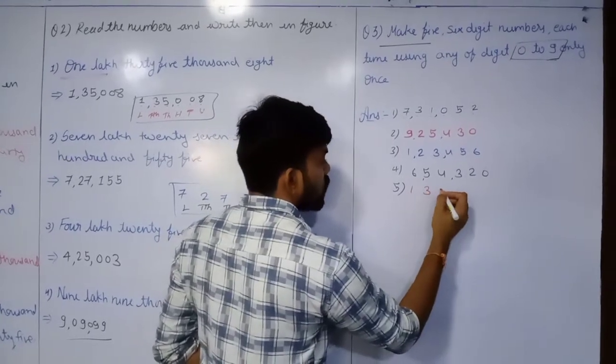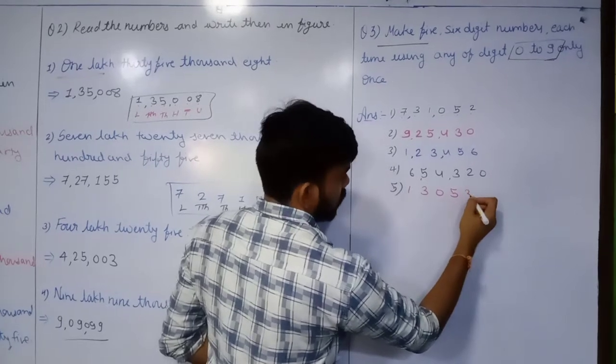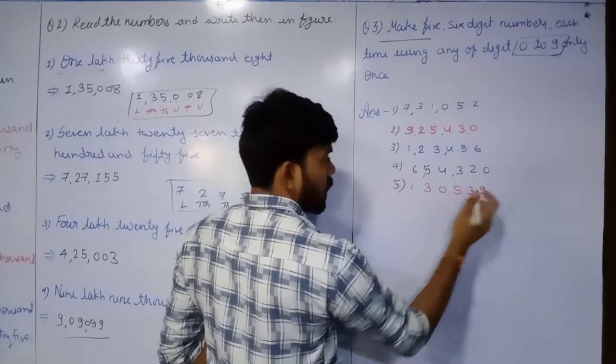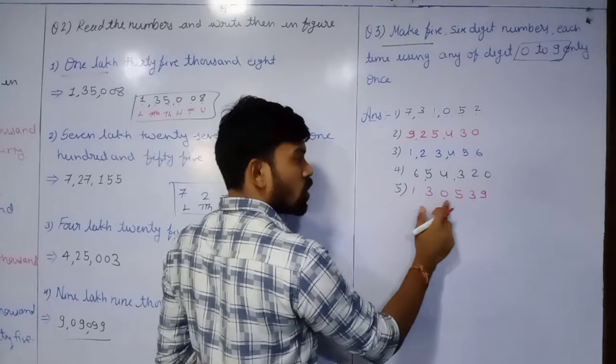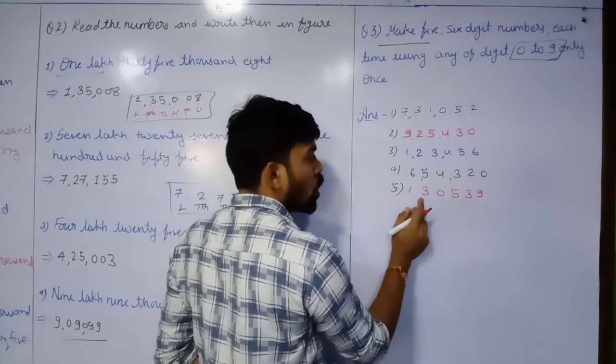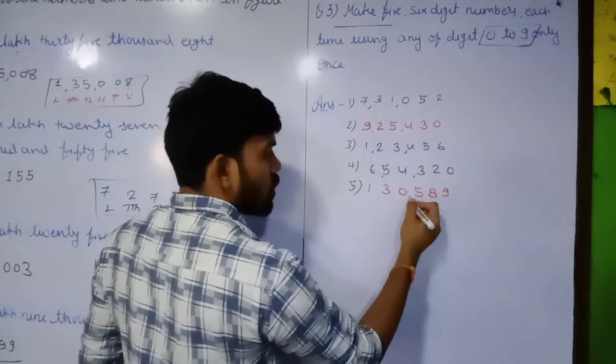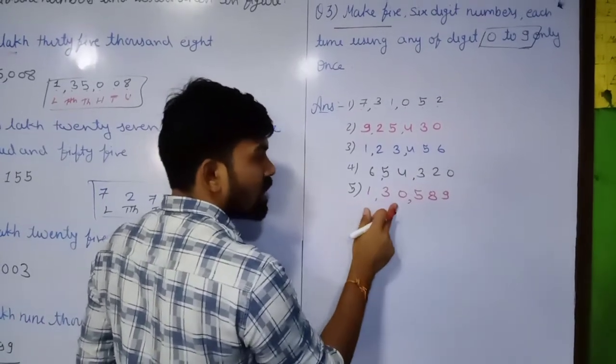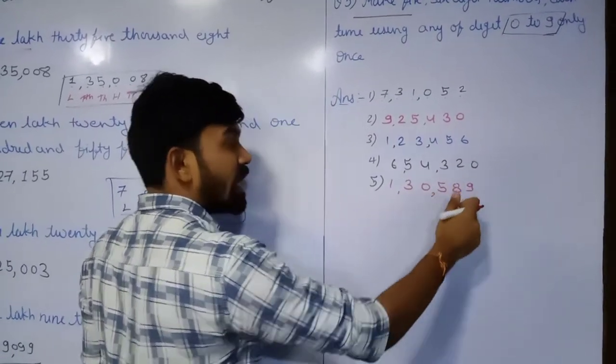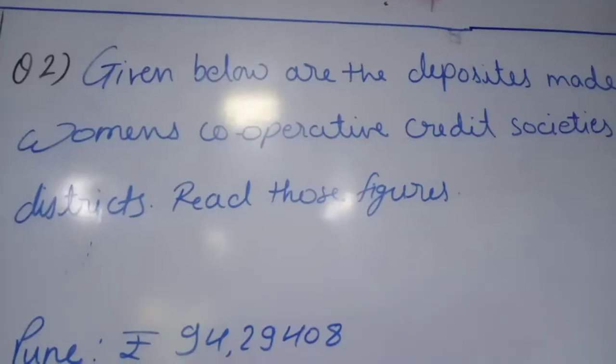We need to write one more: 1 3 0 5 3 9. Is it right? 1 3 0 5 3 9. No, because we repeated the digit 3. So just change it. It will become 1,30,589.